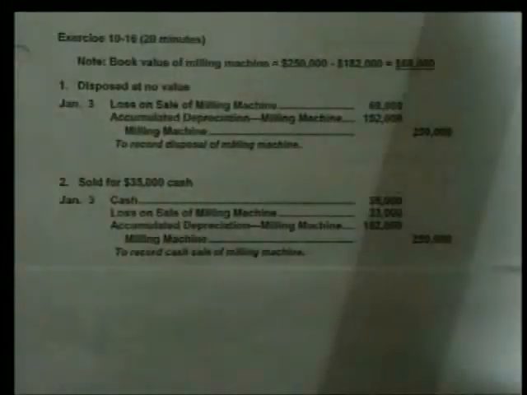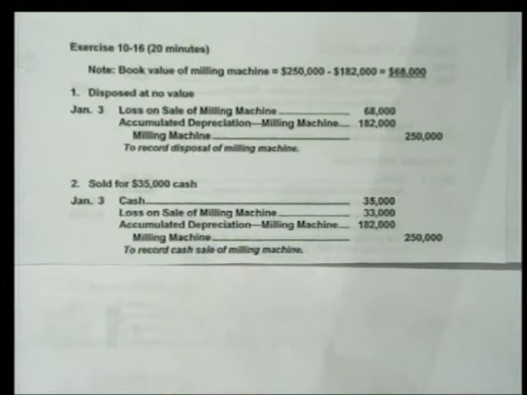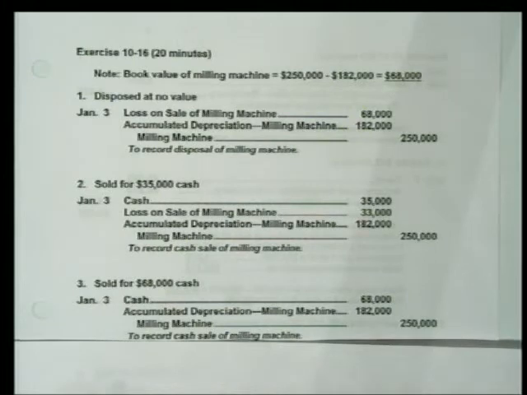Okay, what about the third scenario, where we sell the machine for $68,000 cash? Now that's exactly the book value, isn't it? So in that case, there's no loss or gain that is recognized, because that fifth step, the journal entry was already balanced, wasn't it? So that would be the journal entry in that instance.